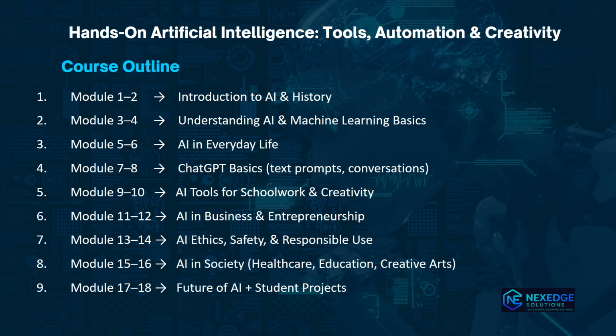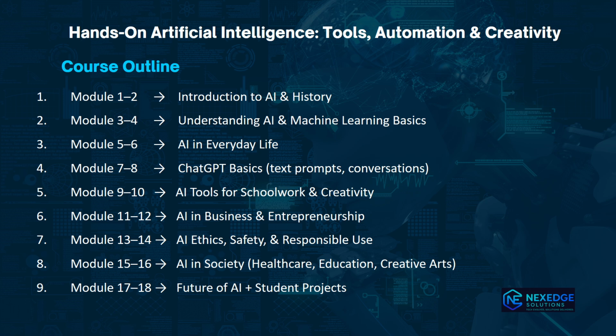And Modules 7 to 8 are about ChatGPT basics, text prompts, and conversations. While Modules 9 to 10, we're talking about AI tools for schoolwork and creativity. And Modules 11 to 12 are about AI, business, and entrepreneurship. While Modules 13 to 14 are talking about AI ethics, safety, and responsible use.